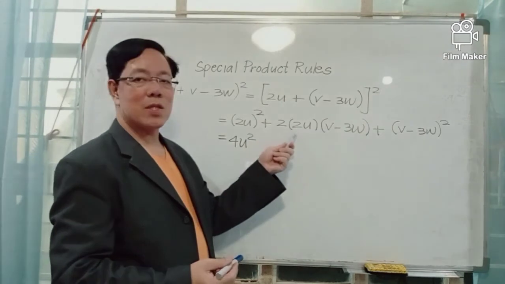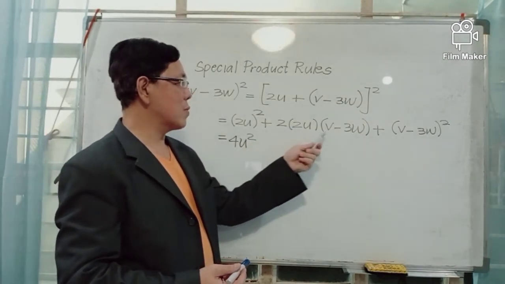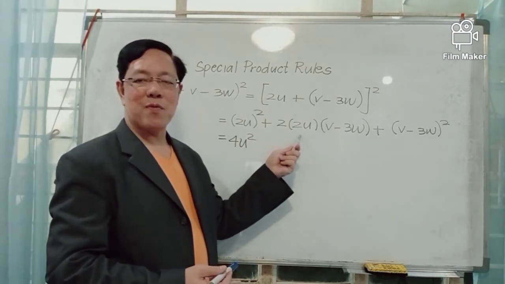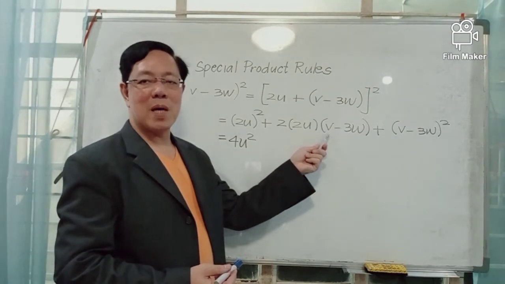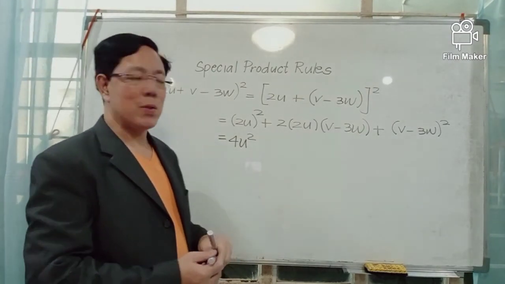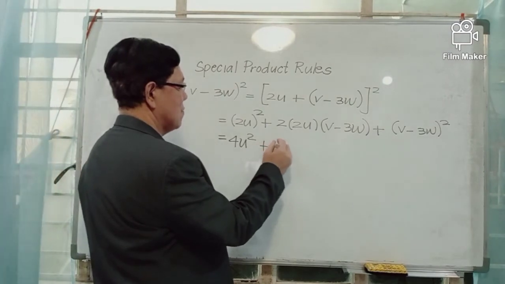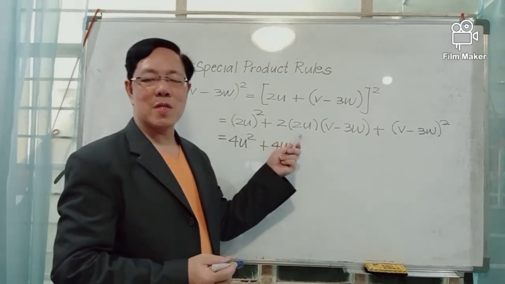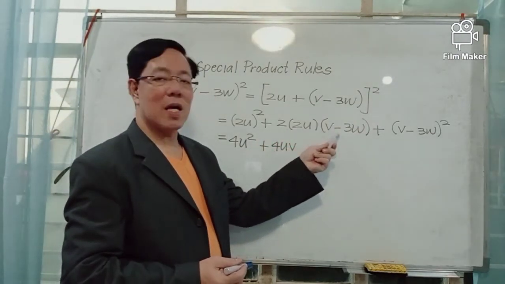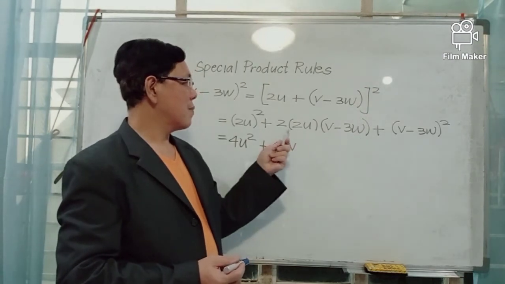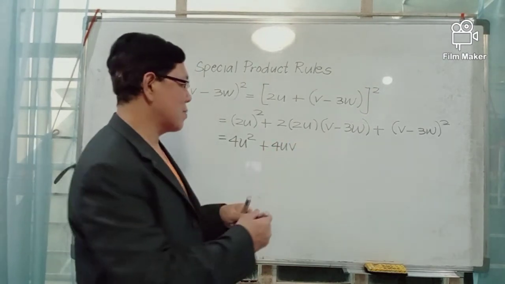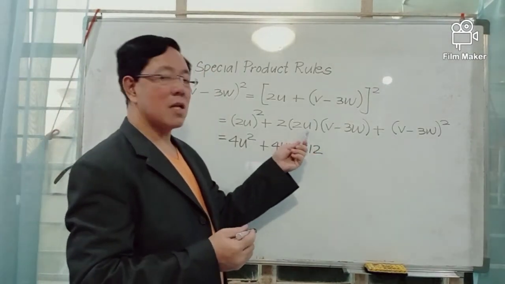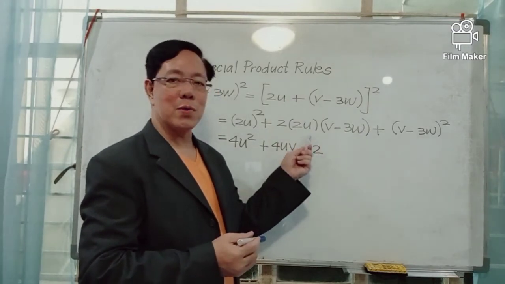Multiply 2 by 2u. We distribute 2 and 2u to each term of this difference. 2 by 2u is 4u. 4u multiplied by v, the product is 4uv. Next, 2 by 2u is positive 4u times negative 3w. Positive 4 times negative 3 is negative 12, multiplied by the literal coefficients u and w.